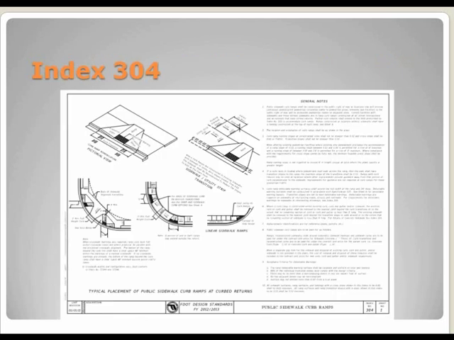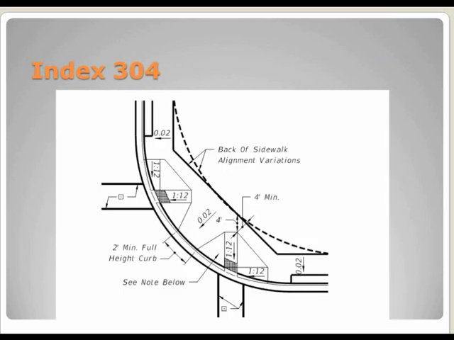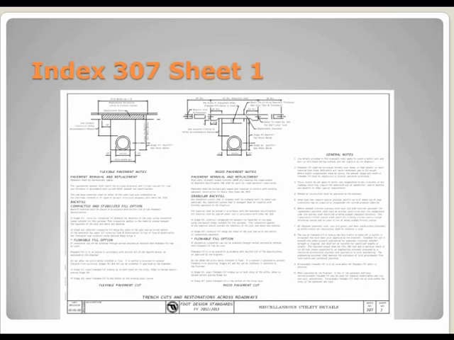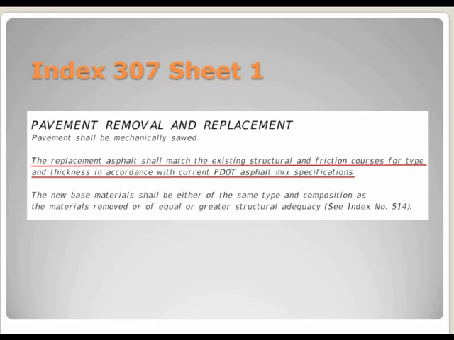Next is Index 304. We deleted the 2-foot level landing requirement throughout the index. Ramp widths may be reduced to 3-foot minimum in restricted conditions when approved by the engineer is no longer an option. A 4-foot minimum width must be maintained. Index 307. Under the pavement removal and replacement, we have added that your thickness and pavement type must be in accordance with current FDOT asphalt mix specifications.